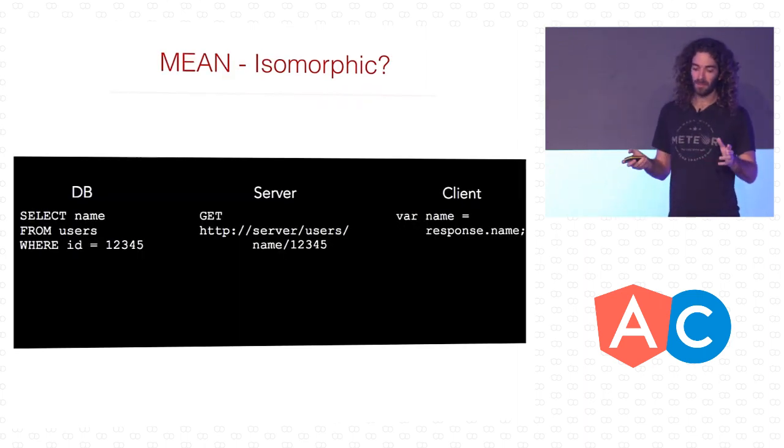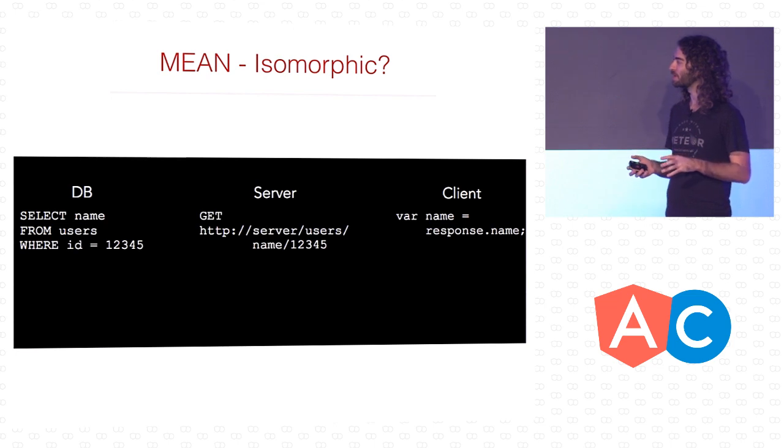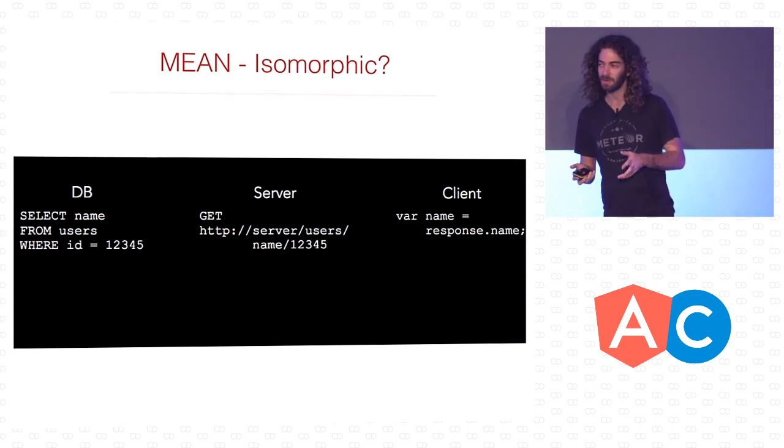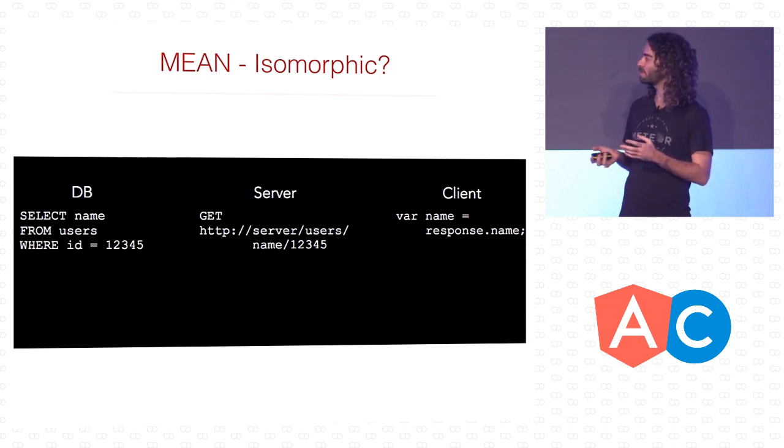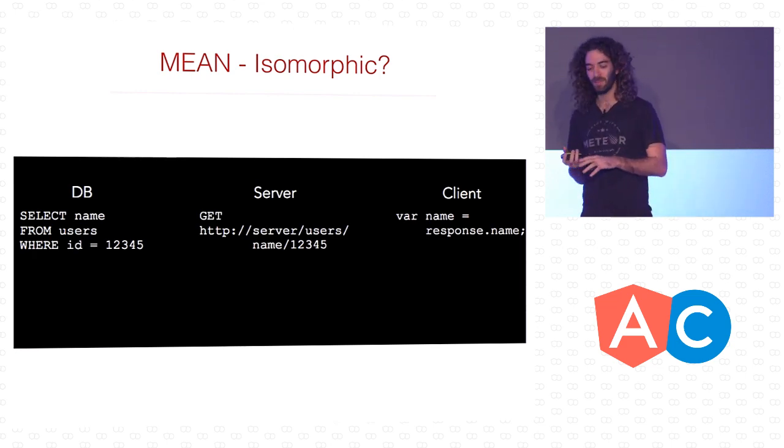So everyone is talking about isomorphic JavaScript. Like we can write JavaScript everywhere and everything is fine. But when you actually work on the MEAN stack, for example, then your particular user has a different name on the DB.